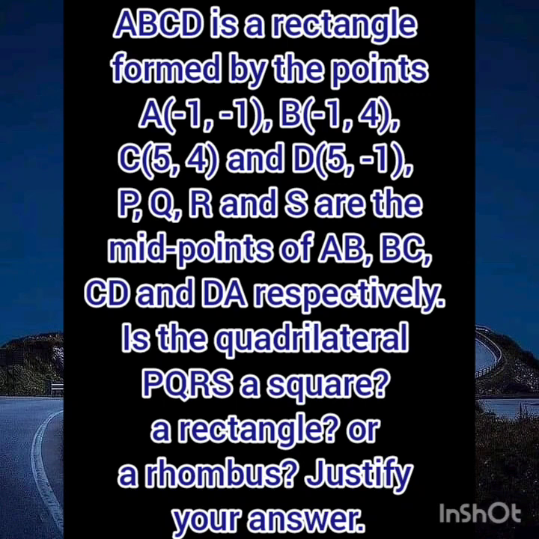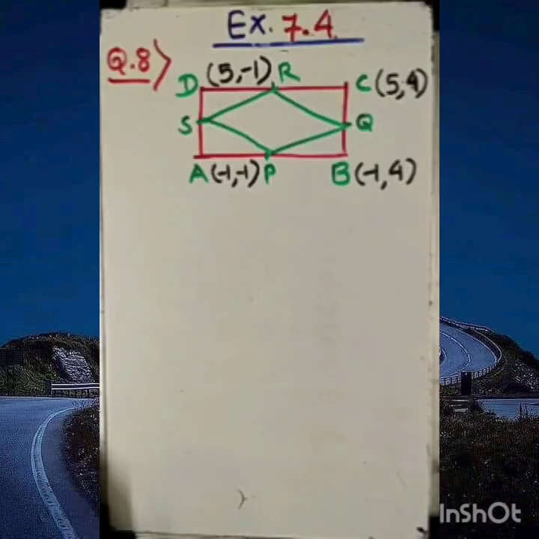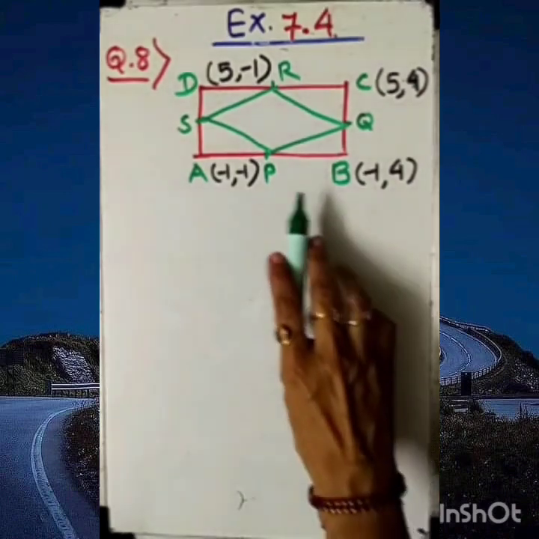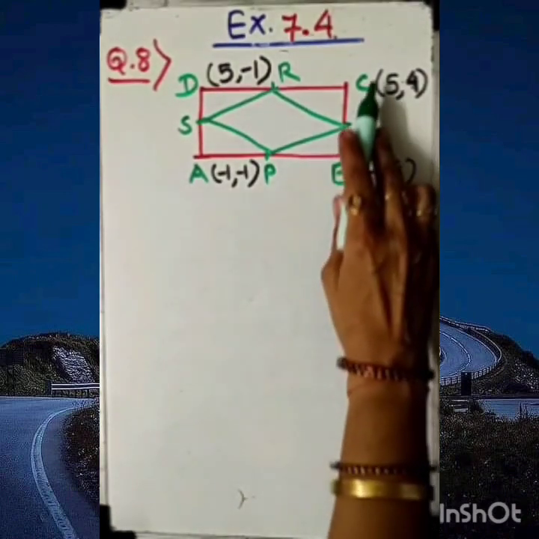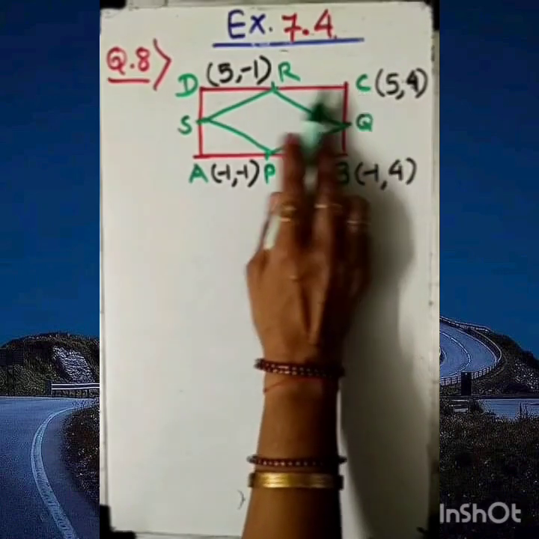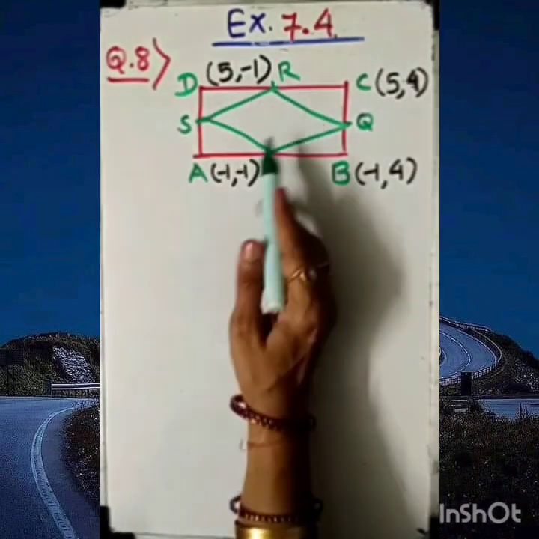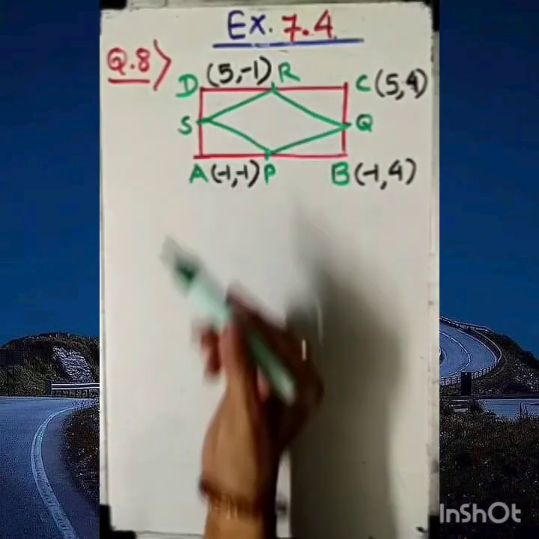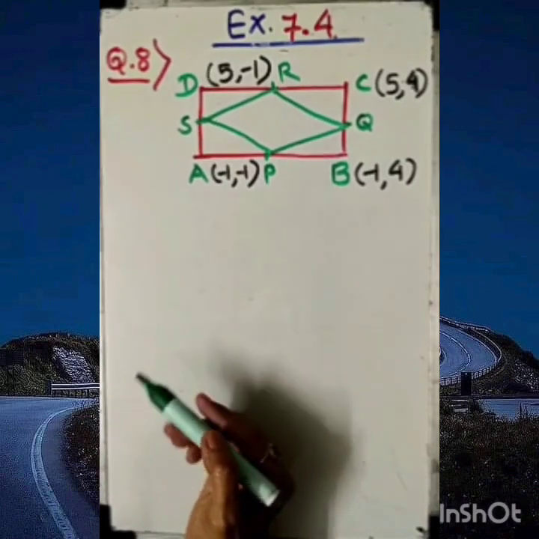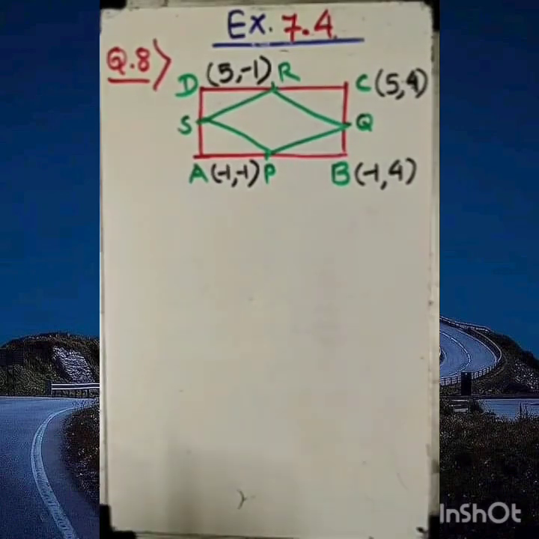Justify your answer. So, my dear student, on the screen you can see we are given A, B, C, D. These are the 4 vertices of a rectangle. And beside this, P is the midpoint of AB, Q is the midpoint of BC, R is the midpoint of CD, and S is the midpoint of DA. That's why, first of all, we need to find the coordinates of P.